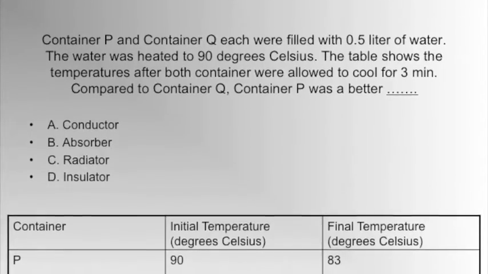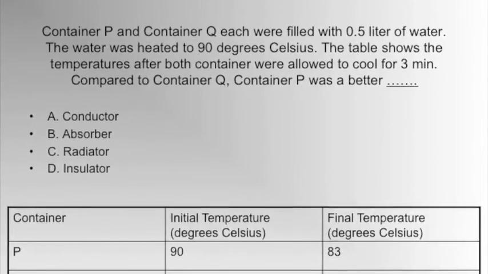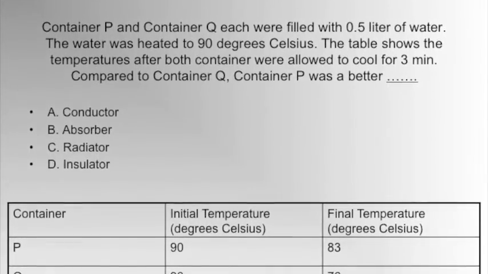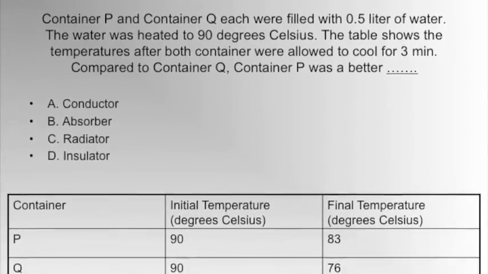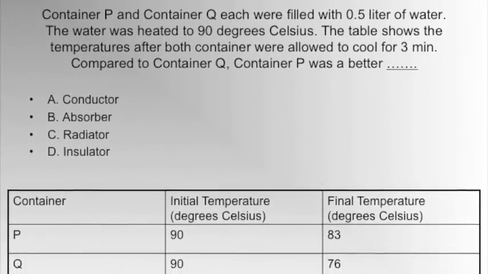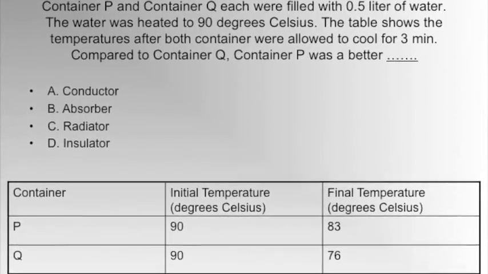Container P and container Q each were filled with 0.5 liter of water. The water was heated to 90 degrees Celsius. The table shows the temperature after both containers were allowed to cool for 3 minutes. Compared to container Q, container P is better than A, conductor, B, absorber, C, radiator, D, insulator.